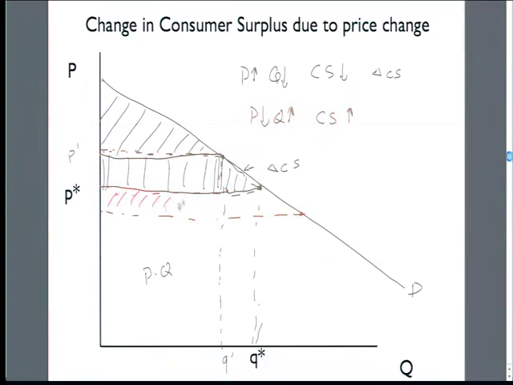We would be adding, let's say we have a new price, price 2, that's a lower price, and a new quantity that's a higher quantity. Consumer surplus would go up, and we could calculate the change in consumer surplus of this lower price as that trapezoid there.